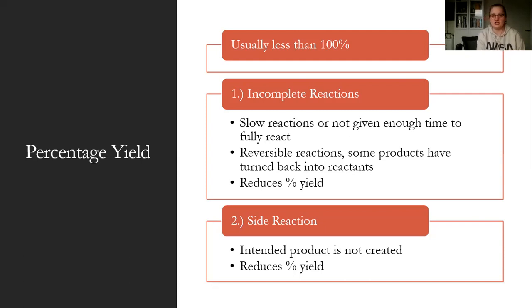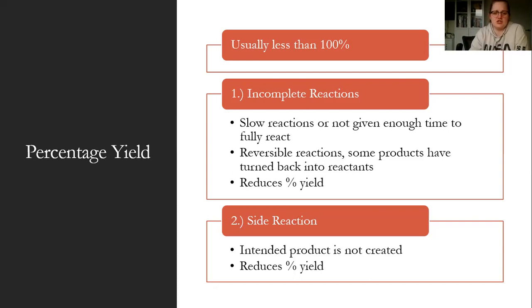Realistically, we want our percentage yield to be as close to 100 as possible, within limitations and reasons, because obviously the more yield we get, the better. But we'll look into the nuances of that in a moment. So usually less than 100.